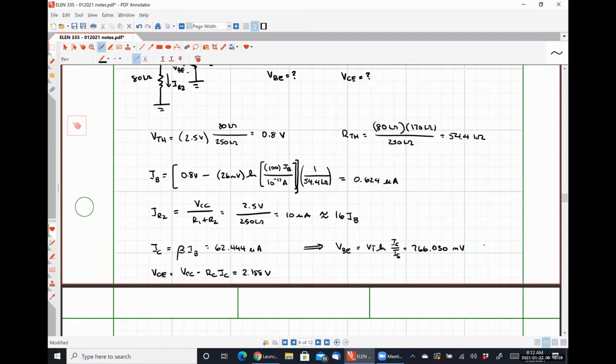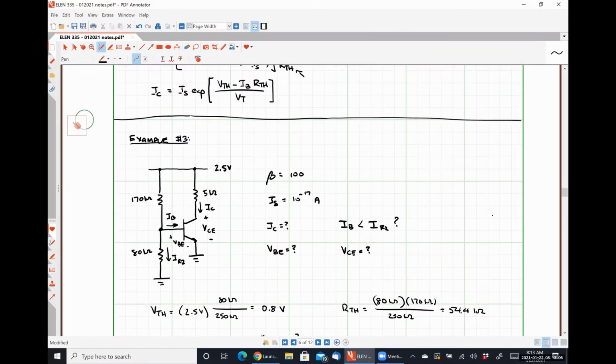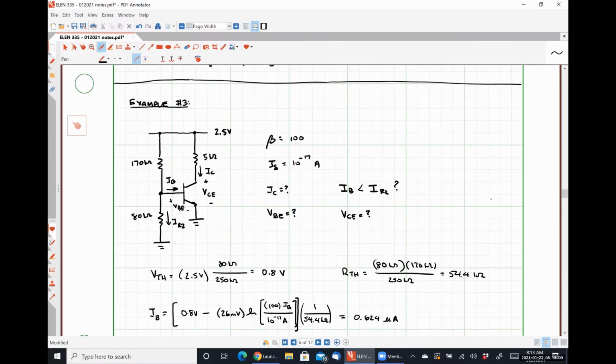All right, so the principal advantage of this scheme is that it eliminates the dependency on beta that we saw in our simple biasing scheme. That being said, it does have still a reasonably significant drawback, and that is that the collector current is still exponentially related to the base emitter voltage. It has to be.